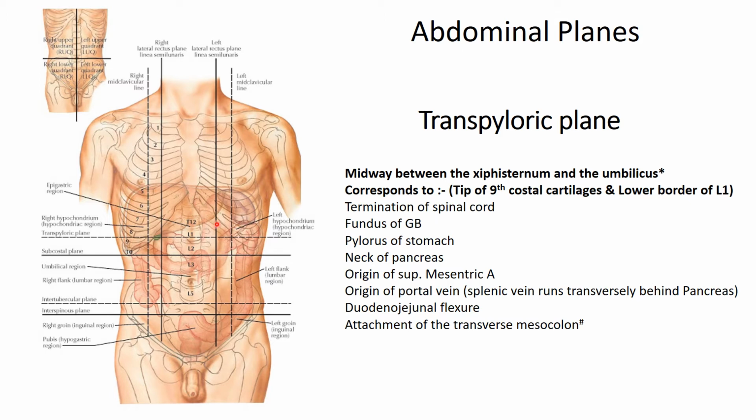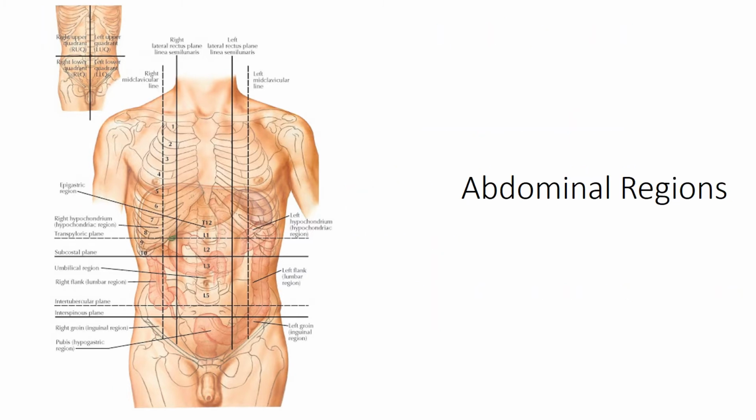So the planes which divide this abdominal portion into regions are considered as the vertical planes, midclavicular line, inferiorly the intertubercular plane, and superiorly the transpyloric plane. So using these vertical midclavicular planes and the intertubercular plane and transpyloric plane, this abdominal portion is divisible into 9 abdominal regions.